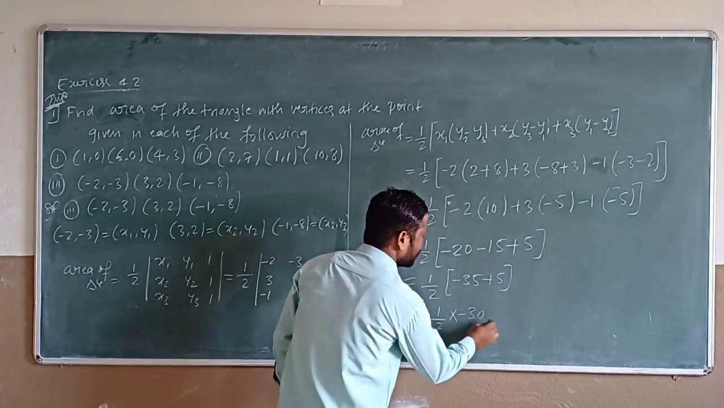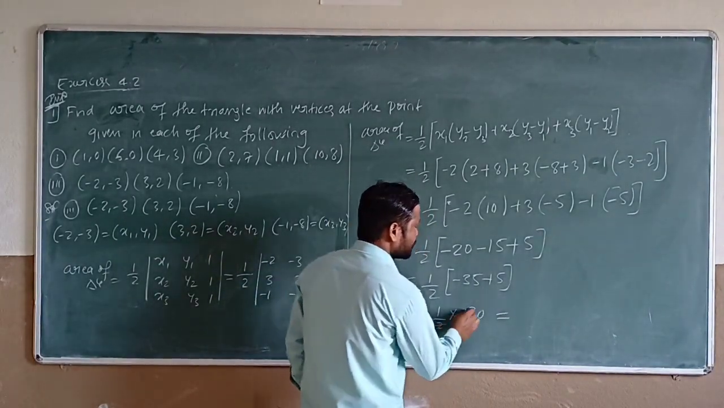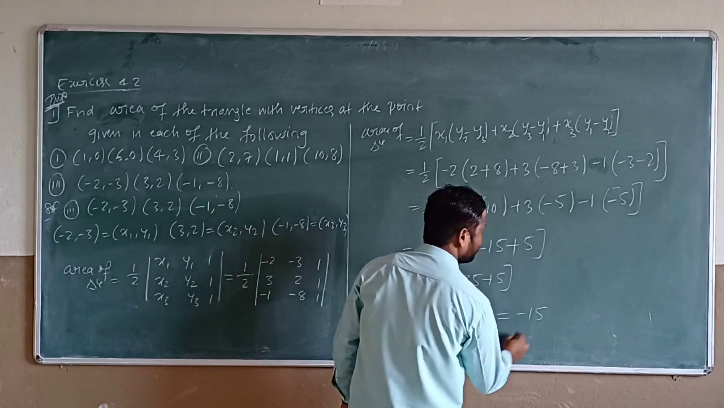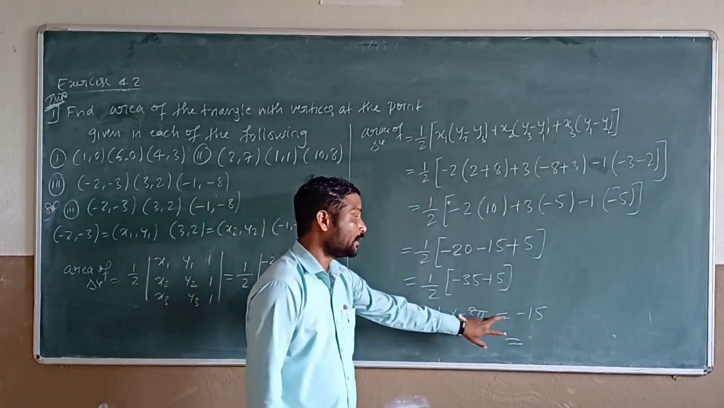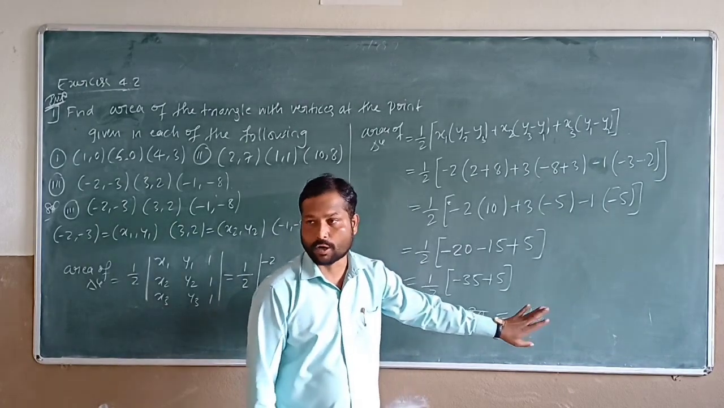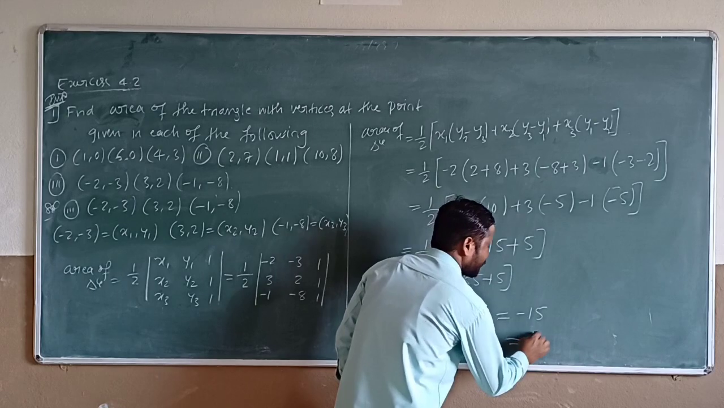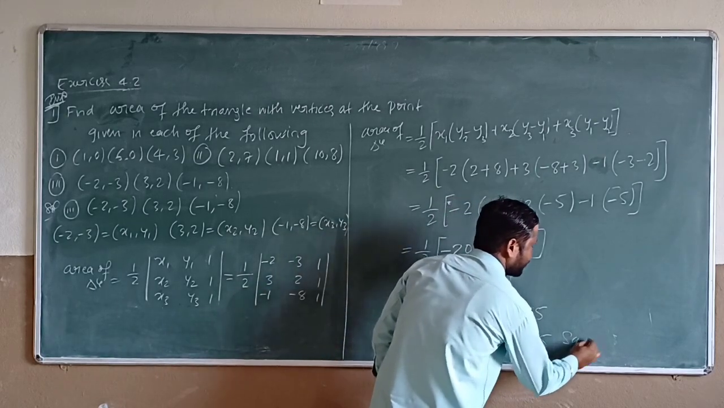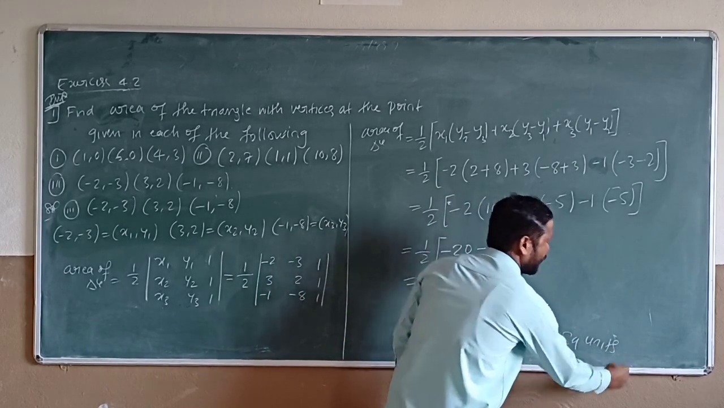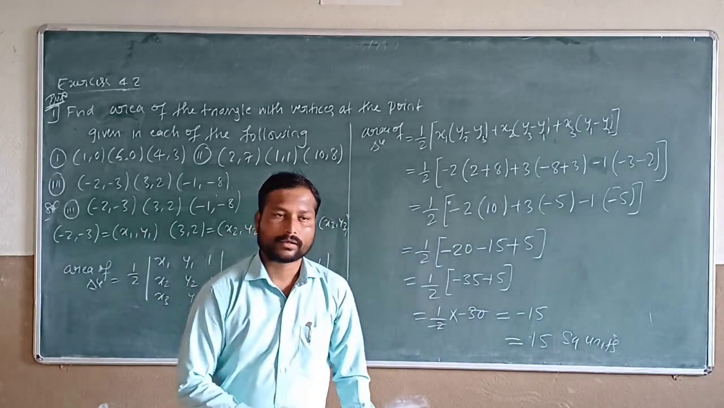Correct, cancel it, 2 1s are 2, 15s, that is minus 15, right. I already told you the area is always in a positive form, correct? The minus 15, convert it or take the modulus, that is minus 15 becomes plus 15 square units now. Okay, find out.